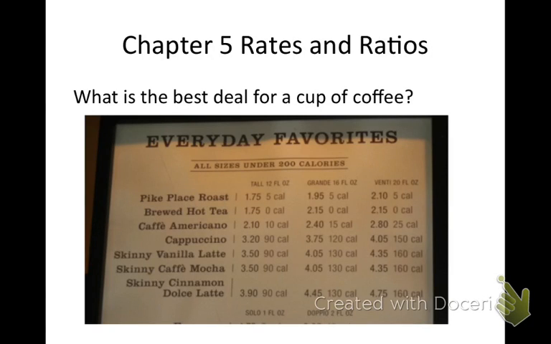We're starting Chapter 5, which looks at rates and ratios. So you can write that down in your notebook, Chapter 5, rates and ratios, but you do not need to write down my example. So why would I need to know about rates and ratios?